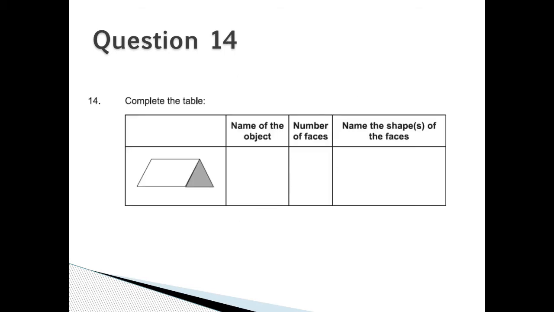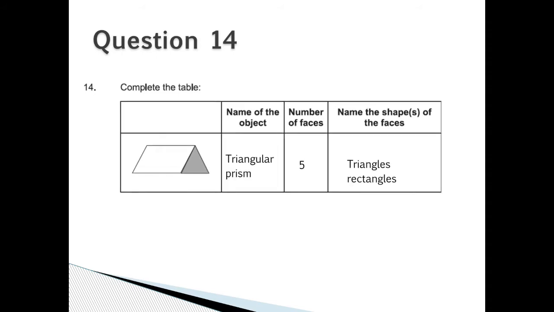Question 14. Complete the table. We need to find the name of the object, the number of faces, and the name of the shapes of the faces. The name of the shape is a triangular prism, and it has 5 faces, and the names of the shapes of the faces are triangles and rectangles.